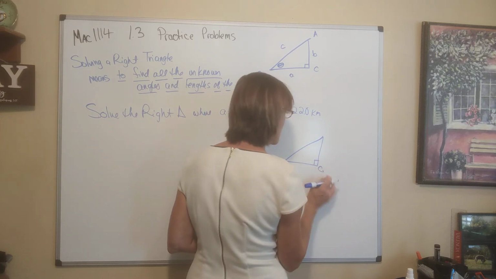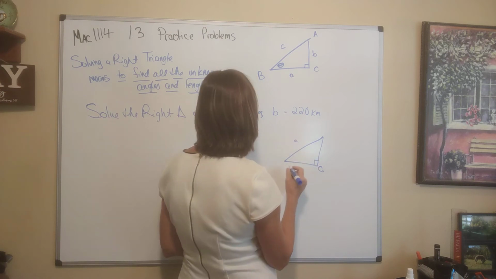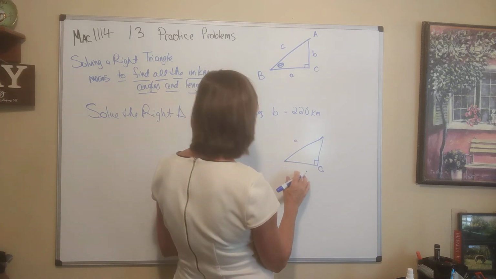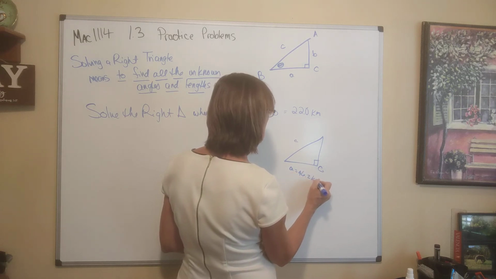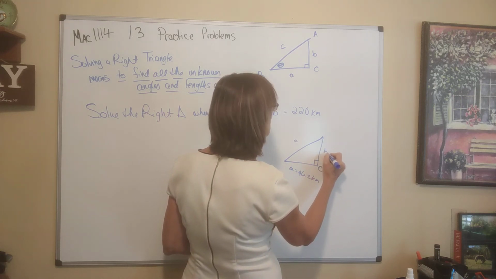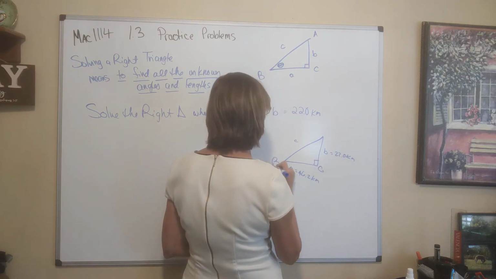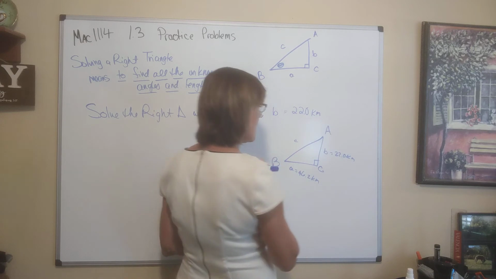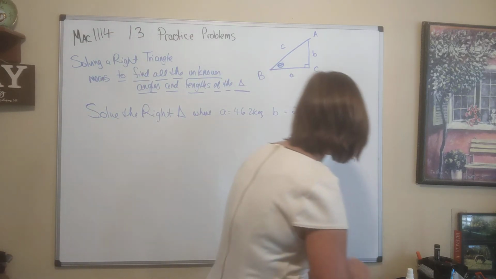C is what I'm going to save for the 90-degree angle. So I know that this is little c. A, so what I've called this side is 46.2. B is this side. It is 22.0. So this is angle B, and this is angle A. And so what do we need to figure out?